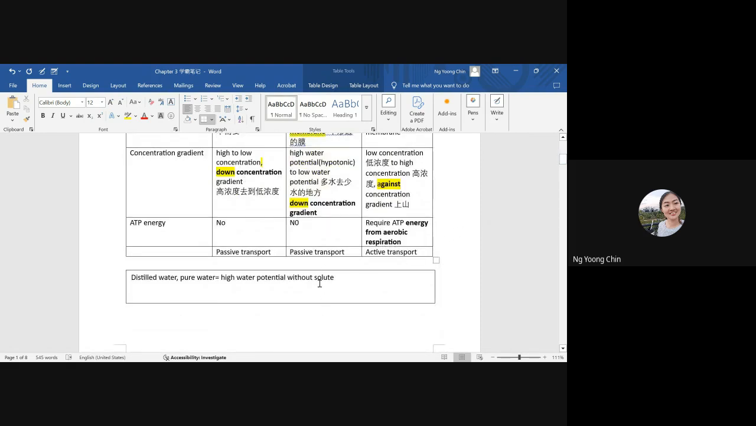So sometimes in the question, they will just give you distilled water or pure water. This one, distilled water or pure water. Distilled or pure water refers to a high water potential without any solutes. It means they only contain water molecules in the solution without any solids. So they are referred to as a high water potential.